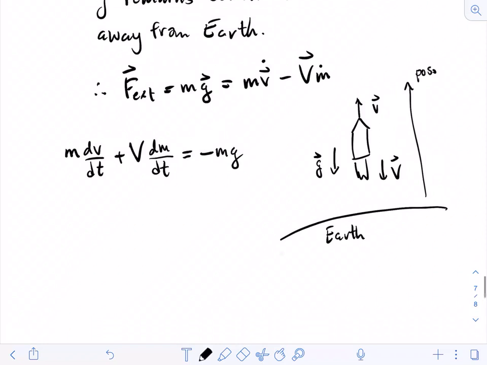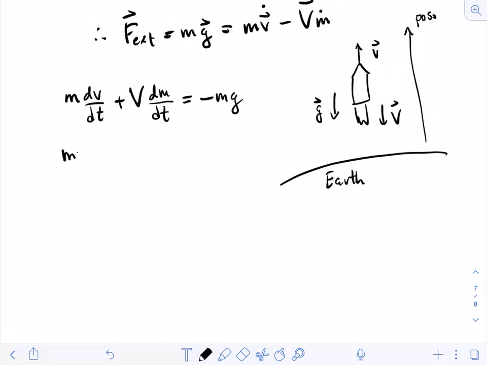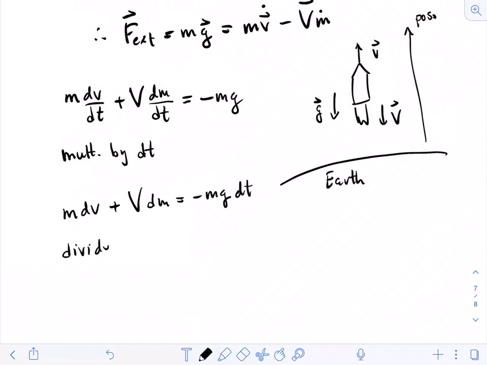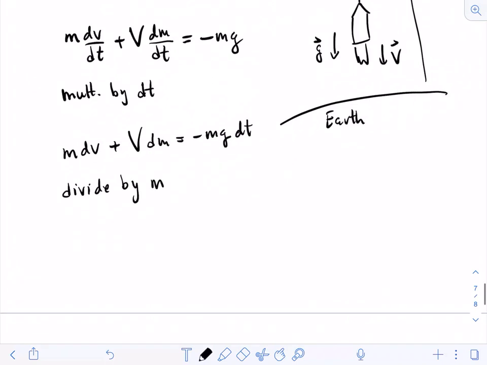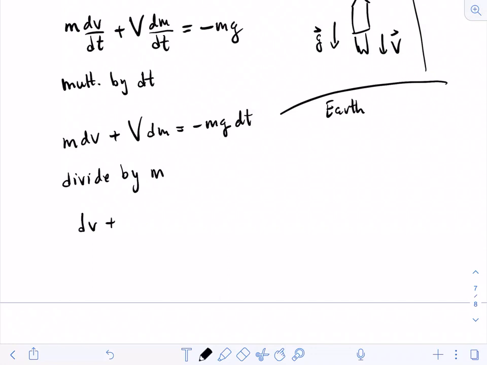Okay, what we did last time is we multiplied by dt, and so let's do that again. Last time when we did that multiplication, the dt just vanished. We're not going to have as simple a case this time because we have a non-zero term on our right-hand side, and so we have to multiply by dt. Okay, so then let's divide by m. And so what do we get? dv plus V dm over m is equal to minus g dt.